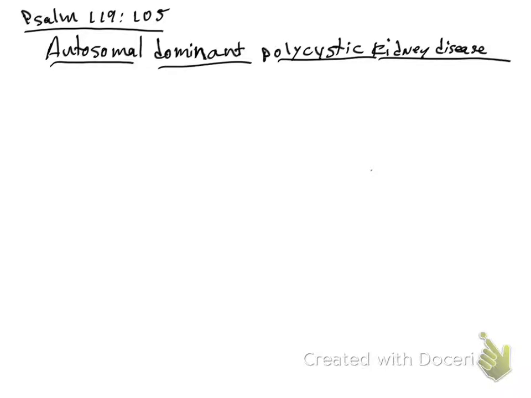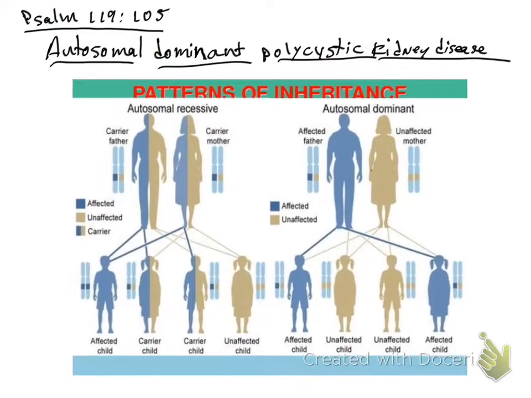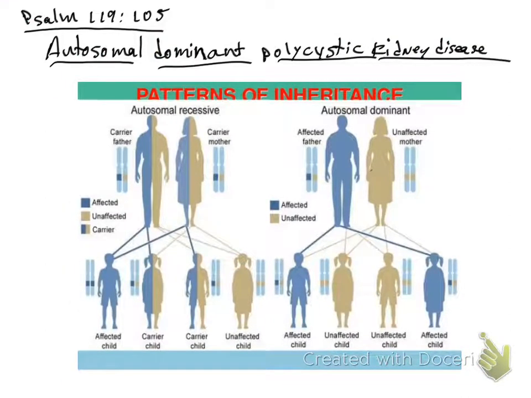I would like to show you a picture here about the patterns of inheritance. We're going to focus on polycystic kidney disease, which is autosomal dominant, so it would be a good idea to see the difference between autosomal dominant and autosomal recessive. Here we have autosomal dominant on my right, and autosomal recessive on my left.